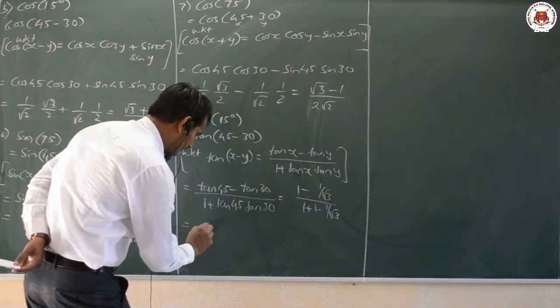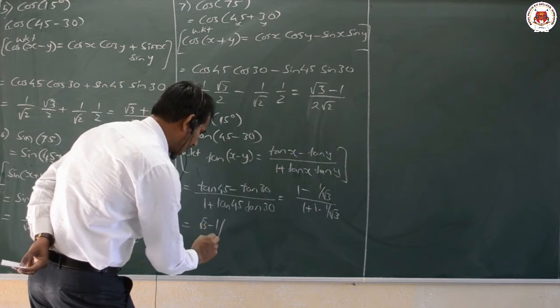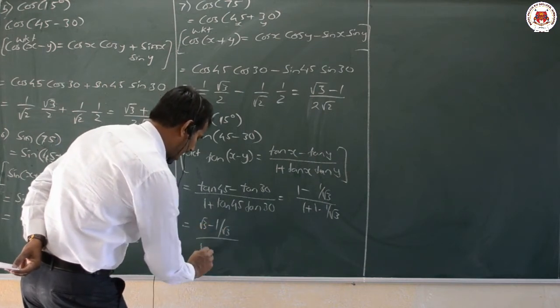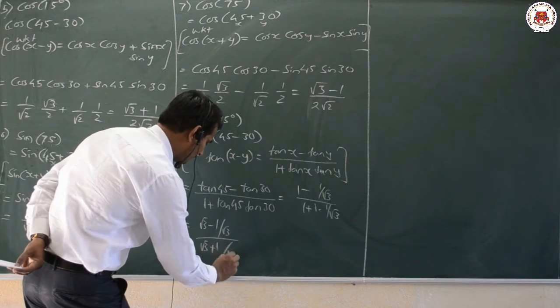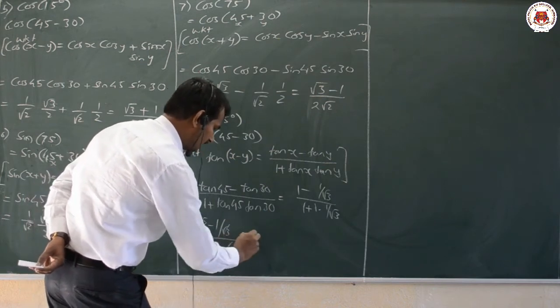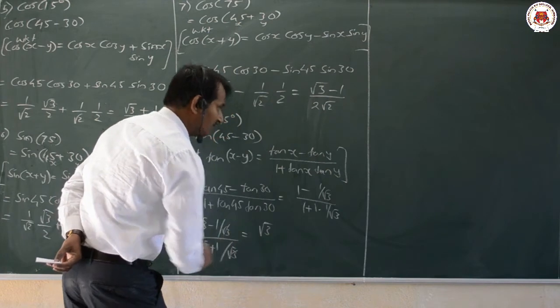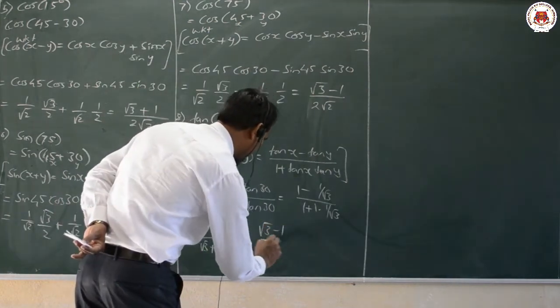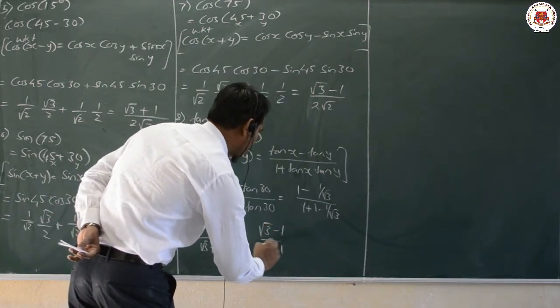So what we get here is root 3 minus 1 divided by root 3, whole divided by root 3 plus 1 divided by root 3. Now, root 3 gets eliminated. The required form is root 3 minus 1 divided by root 3 plus 1.